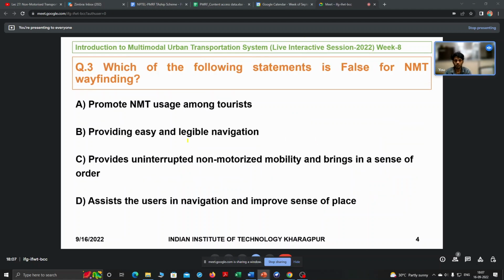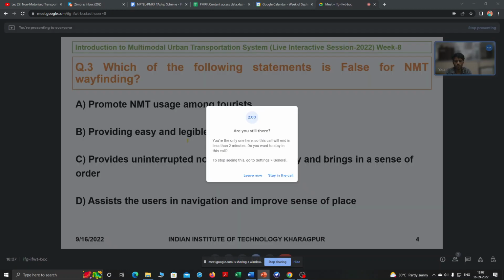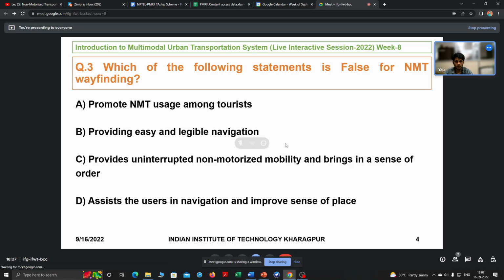Then the third question is, which of the following statements is false for NMT wayfinding? What is NMT wayfinding? Suppose you are using a bicycle as a mode of NMT and you want to go from point A to B. Then you may not know the route, right? Then your wayfinding app, or wayfinding maybe in web form, is giving you the guidance so that you can reach from point A to B. So now the question is, which of the following statements is false?